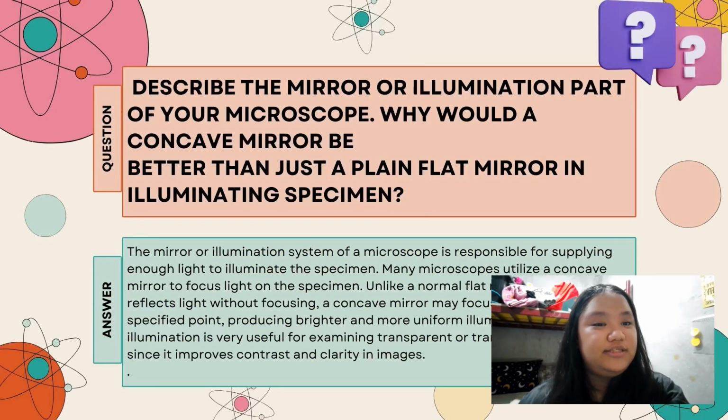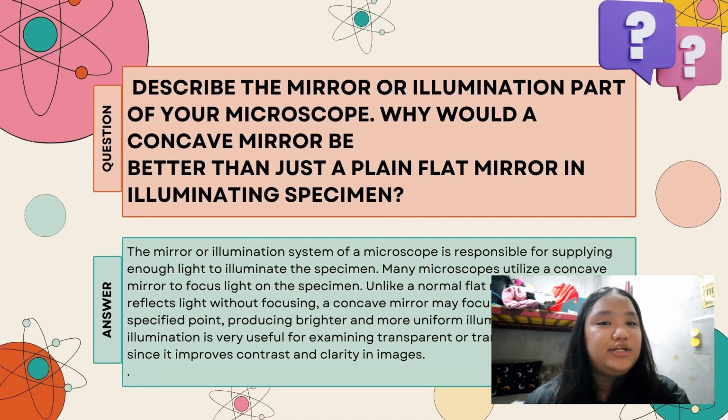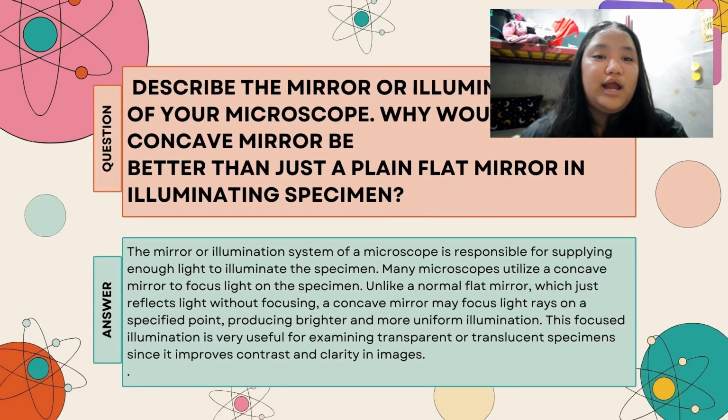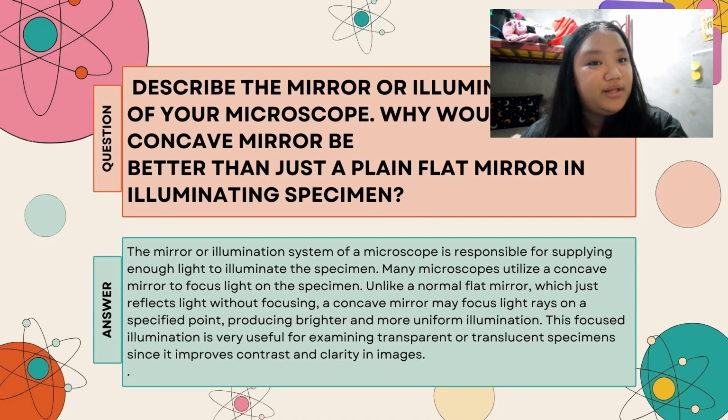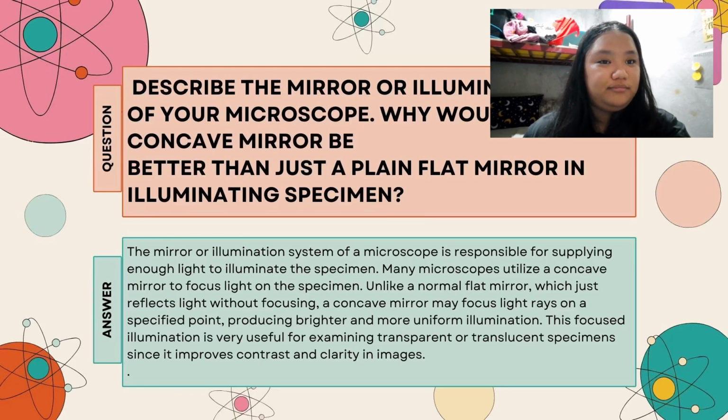For the last question, describe the mirror part of our microscope and why would a concave mirror be better than just a plain flat mirror in illuminating our specimen? So our answer is that the illumination part, or the mirror part, of our microscope is the one supplying light for our specimen. The reason why microscopes use concave mirrors is that they help the light to focus on the specimen itself. To compare, flat mirrors will not focus the light on the specimen, but the concave ones will because of their specific focal point.